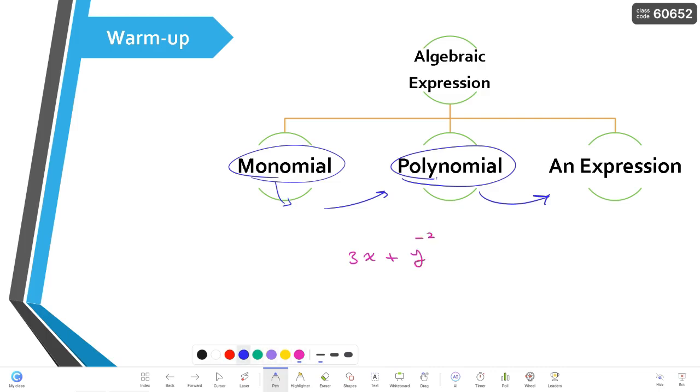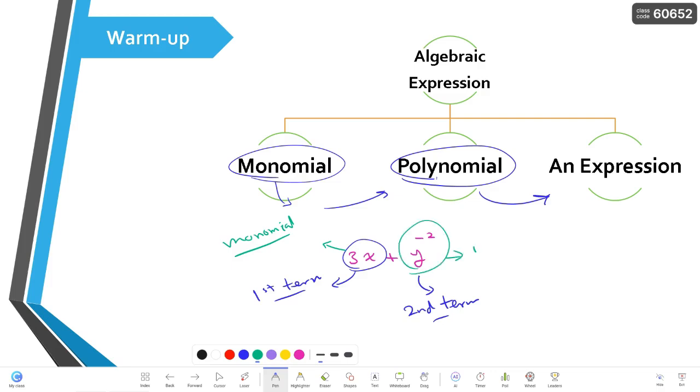If we look at this expression here, we have two terms. This is the first term, and on the other hand, this is the second term. The first term is basically a monomial based on the definition of monomials, but the second one is not. So this one is not a monomial, okay? That's why we call this expression just an algebraic expression or an expression.